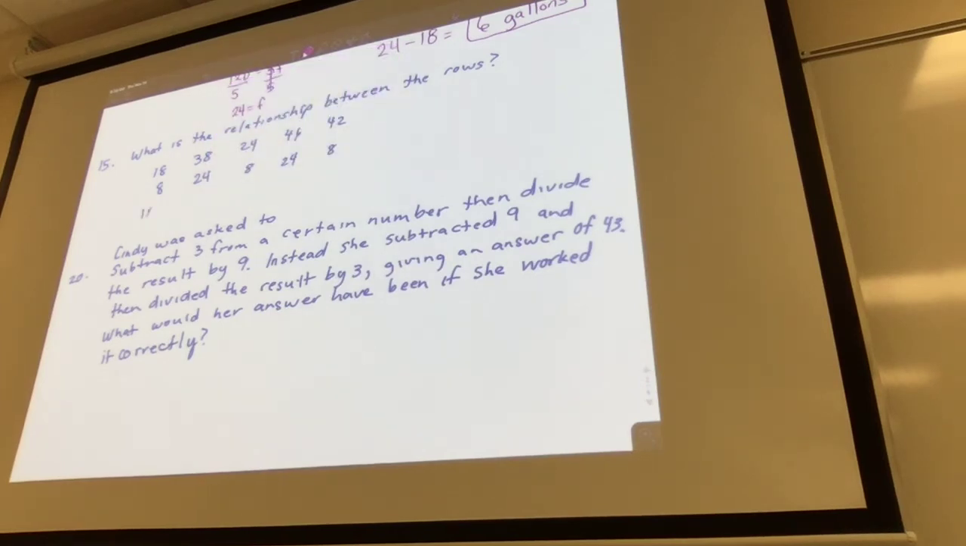Okay, so here we did 1 times 8 is 8. So here we did 3 times 8 is 24. 2 times 4 is 8. 4 times 6 is 24. And 4 times 2 is 8. So our relationship is multiply the top digits to get the bottom number.